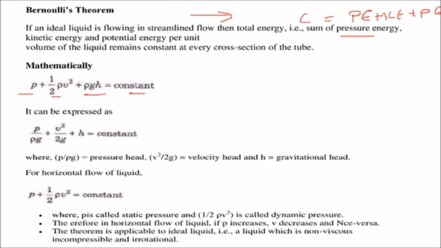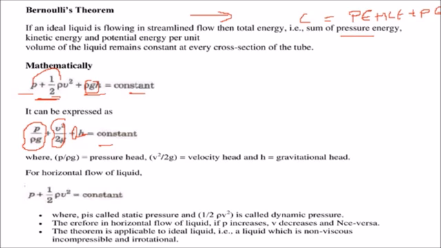You can divide the whole equation by rho g, and you get this equation. Why have we done this? Because this is the pressure head, this is the velocity head, and h is of course the gravitational head. So for horizontal flow of liquid, if you add these two, the addition has to be constant.